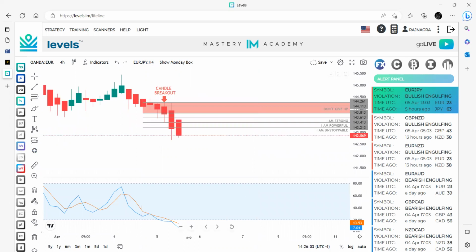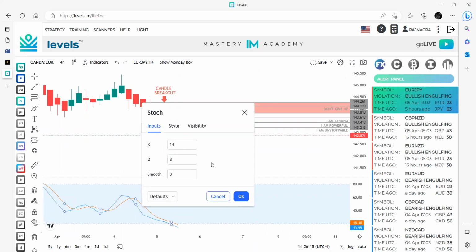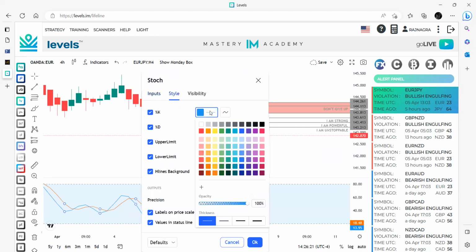Now I've added this indicator and it looks like this. We're going to make some changes. So I'm going to right click, go to my settings, and I'm going to change it to 14, 3, 3. Okay, so these are the settings that you want to use. 14, 3, 3. And if you go to the style, you want to change the percentage K to green.